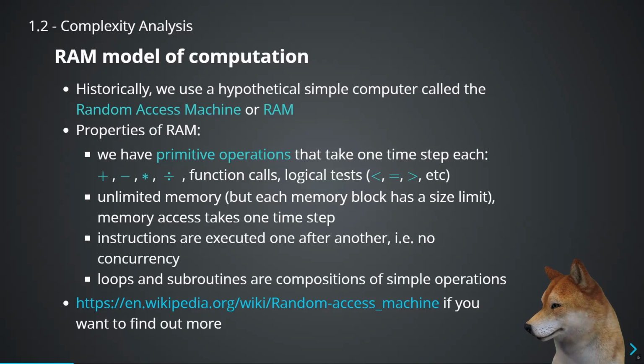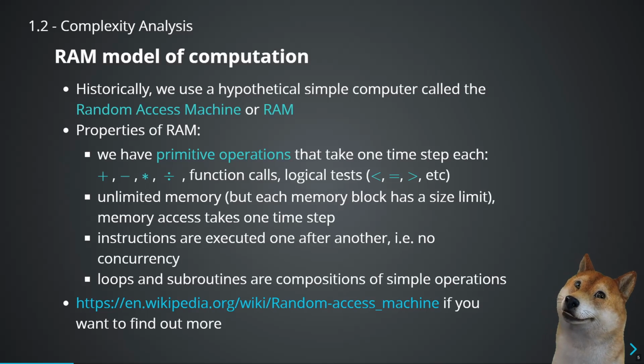Loops and subroutines, or functions if you like, are just compositions of the simple operations, so they don't take just one time step. Their complexity is the number of primitive operations within the loop or within the subroutine. If you want to know more about this, you can follow the Wikipedia link there.